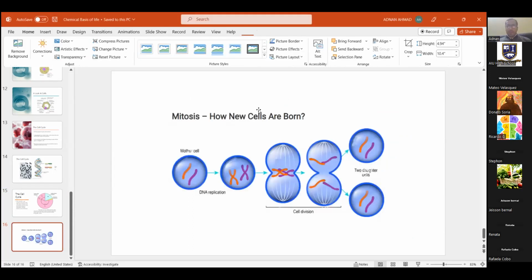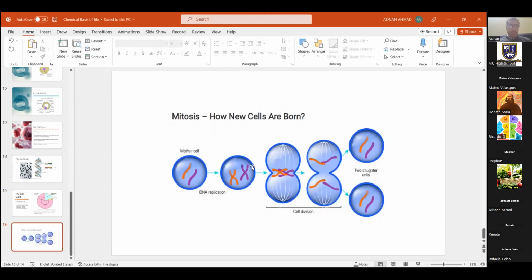Okay, so as you can see, we have a mother cell here. The second circle is representing the S phase. You can see here that we have two types of DNA in the mother cell. One is orange and the other one is purple in color. And here you can see that the DNA has been divided, and this is the S phase.